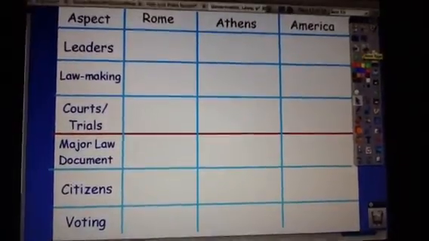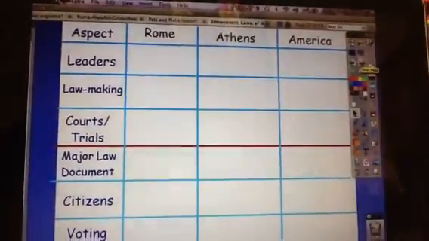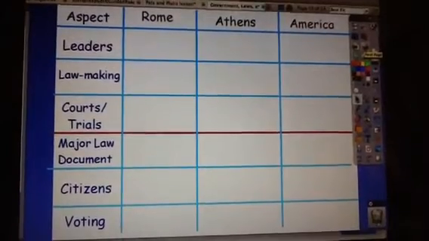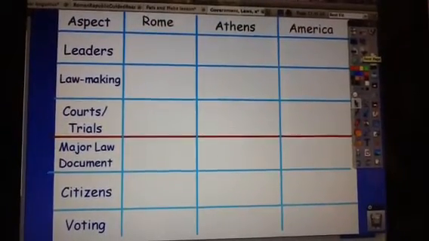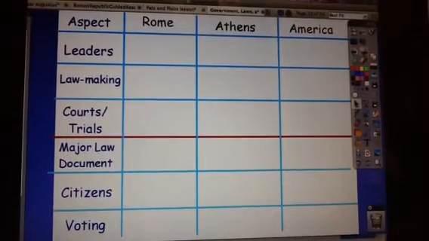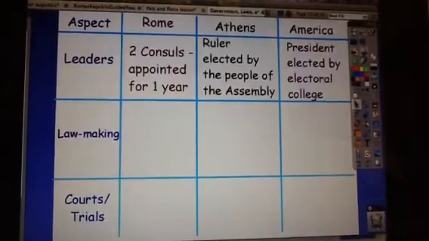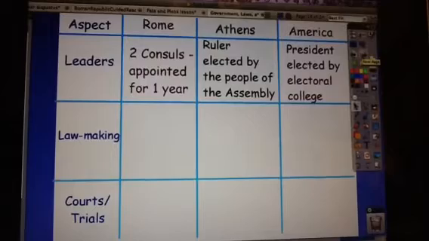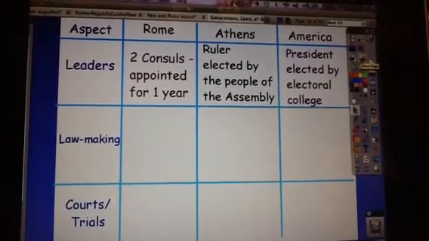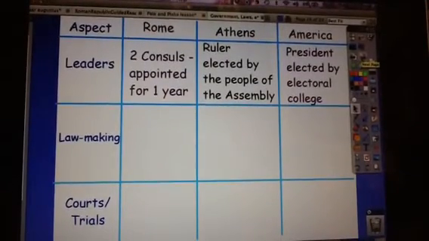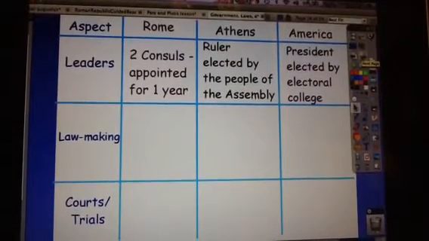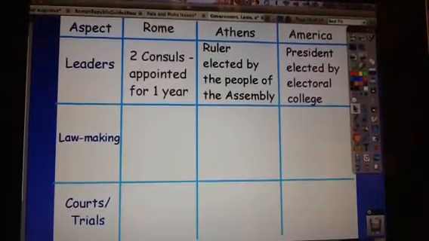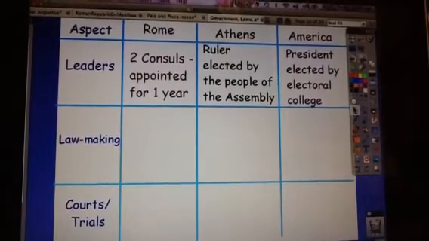All right, so now you have this chart that you need to look at. It's on the next page. We're going to fill all of this in, okay? We're going to compare all three of these governments, Rome, Athens, and America. All right, so the leaders. In Rome, you had two consuls appointed for 1 year. In Athens, there was a ruler elected by the people of the assembly. And in America, we have a president elected by the Electoral College.